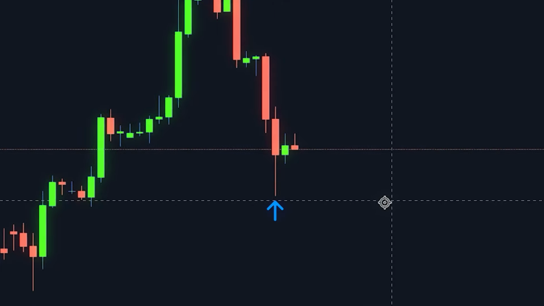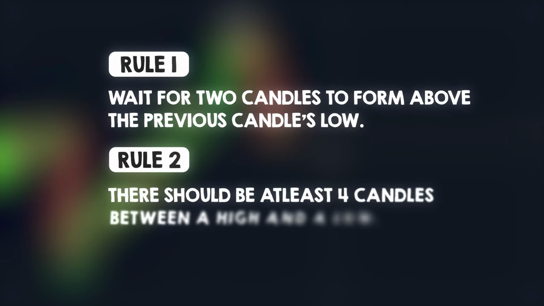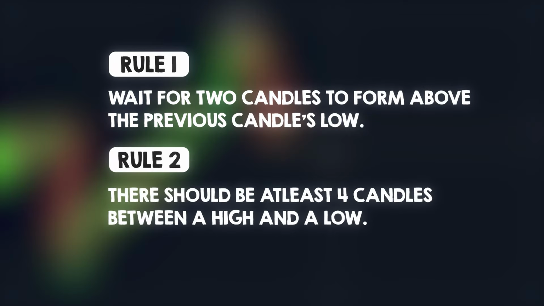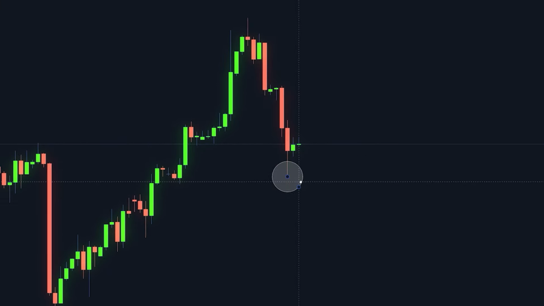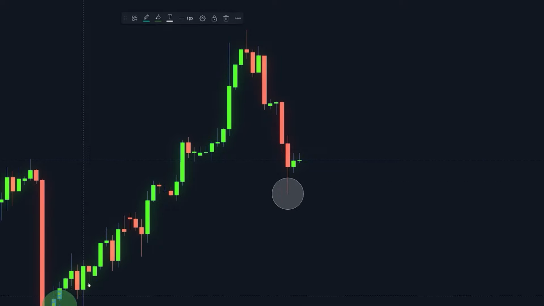In our case, this candle can be the possible low since two candles after this candle are now breaking this low. Rule number 2: there should be at least 4 candles between a high and a low. In our case, we have a total of 6 candles between this high and this low. Both rules are satisfied, so we can say this is the next possible low. Since we found the low, we can confirm the previous high.